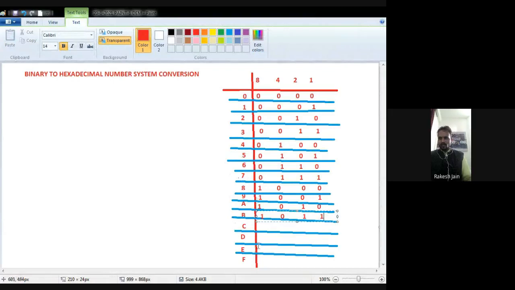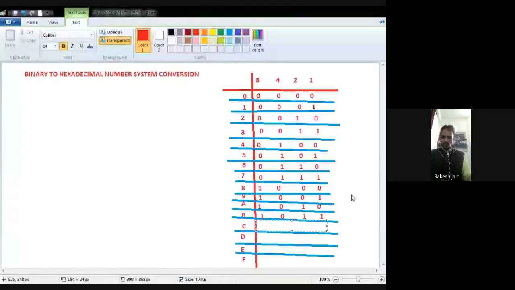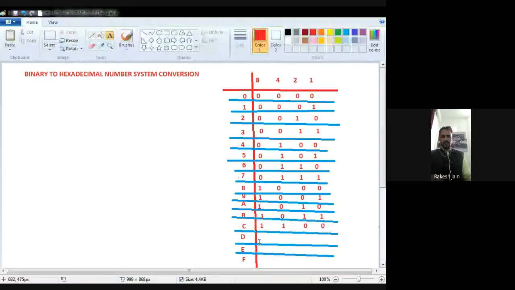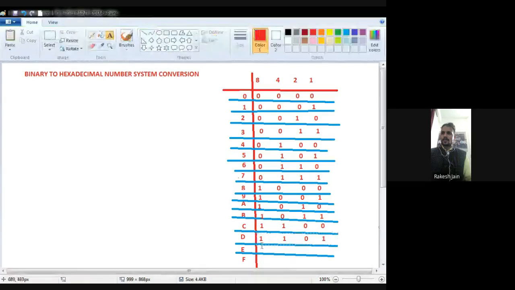For the representation of C, what do you require? C actually represents 12. So the addition of 8 and 4 is equal to 12. So 8, 4, 2 and 1. D is what? 13 actually. So 8, 4, 0 and again 1. By the addition of 8, 4 and 1 we represent 13.